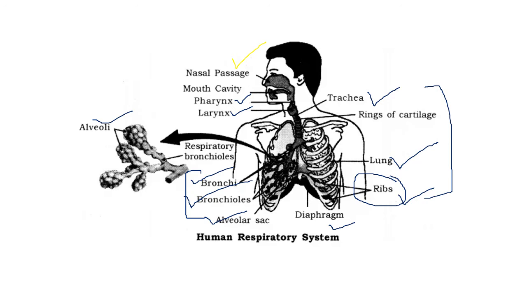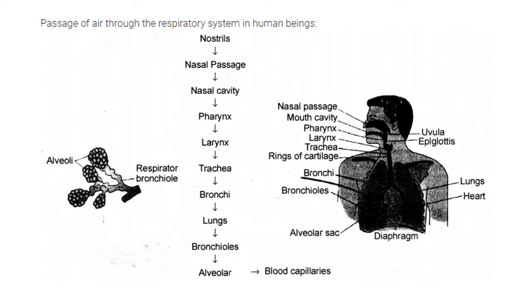So you have to remember, inside this alveolar sac there is exchange of the gases, oxygen and carbon dioxide, and it is connected to the blood capillaries. So here are the step by step parts.